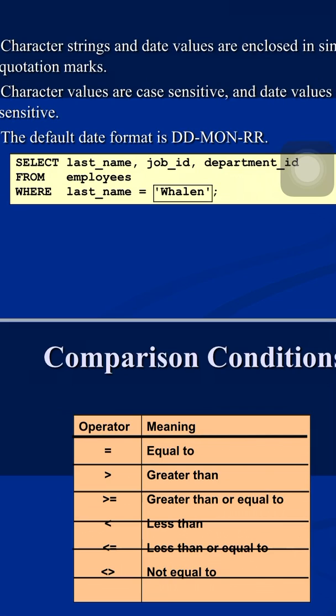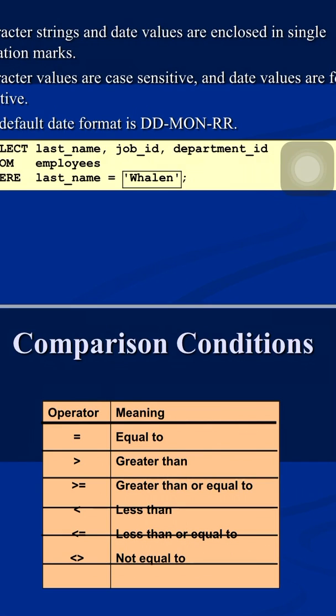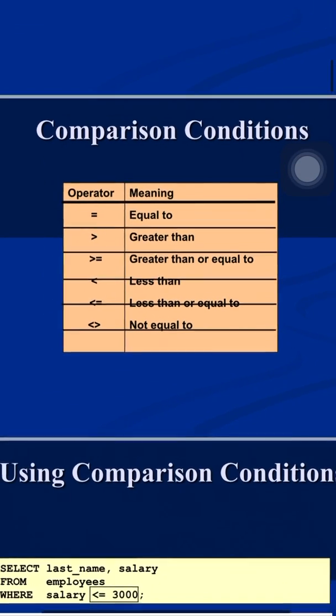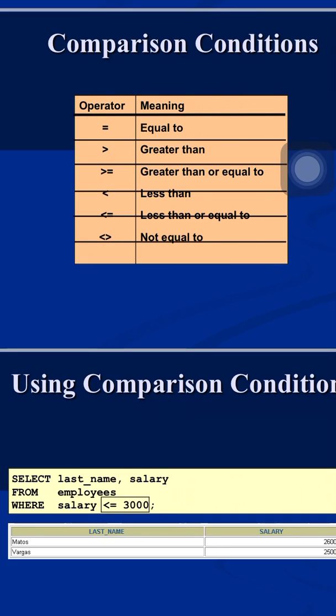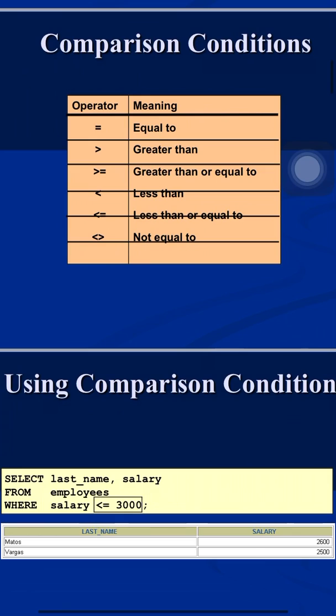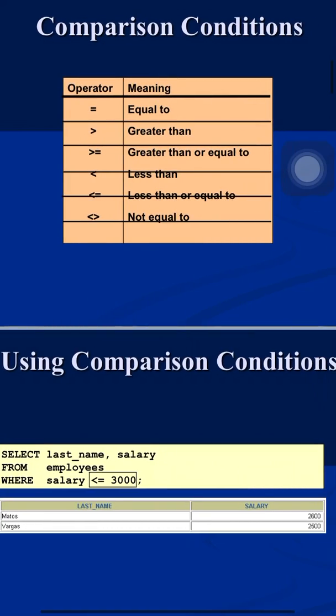Then we have greater than, greater than or equal to, less than, less than or equal to, and not equal to. Not equal to looks like the less than and greater than symbols together, which is again different from that of the C programming language. So these are 6 different comparison conditions. Any of these can be used while writing the where clause. Let us see one sample example. Suppose I want to print only those employees whose salary is less than or equal to 3000. So I am printing only the last name and salary of such employees. In this query you can see that only 2 employees are displayed whose salary values are less than or equal to 3000 in the employees table.